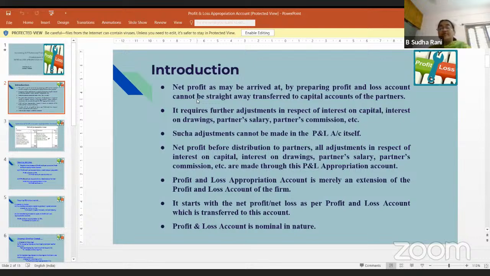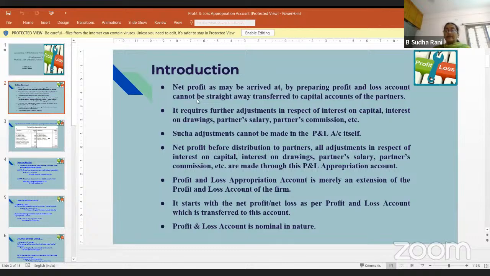Say, for example, the firm earned 1 lakh profit. Before distributing that 1 lakh profit to the partners, either in the agreed ratio or in their capital contribution, the firm should make other payments to the partners. What are they? If a partner is getting a salary, that has to be paid out of the profit. If a partner is not cooperating in the activities, that has to be okay.